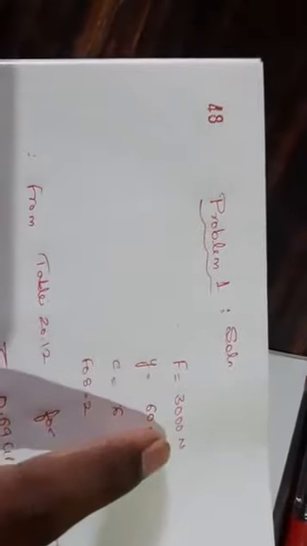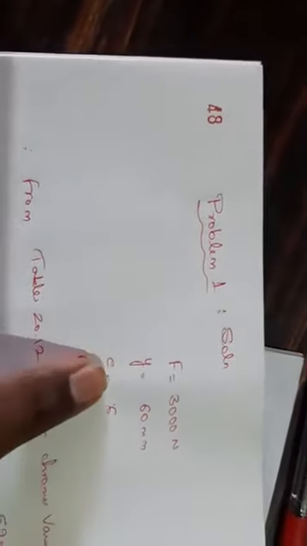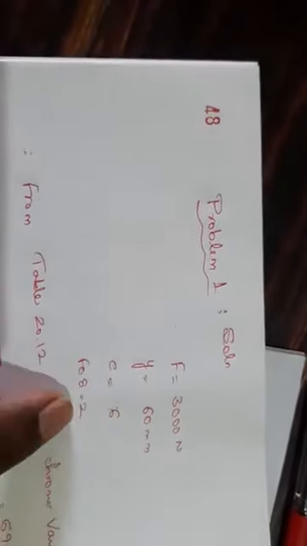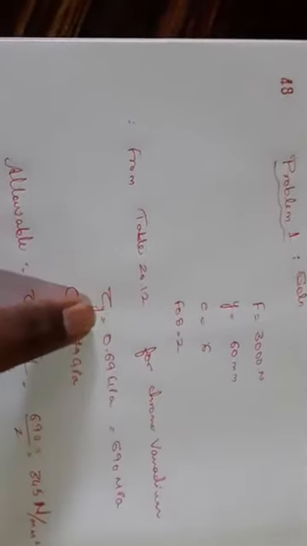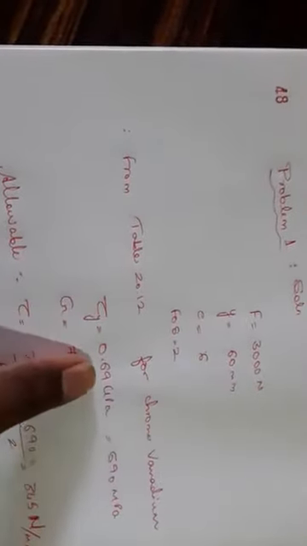So here the given things are axial load F is 3000 newtons, y is 60, spring index C is 6, factor of safety is 2. Now they have said the material is chrome vanadium. So from table 20.12 we can use shear stress yield 0.69 GPa, 690 MPa, and G is 79 GPa. So this we get from the book.